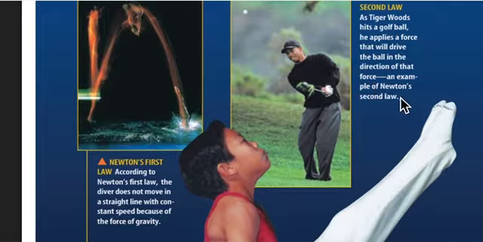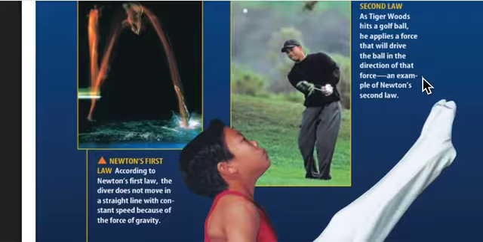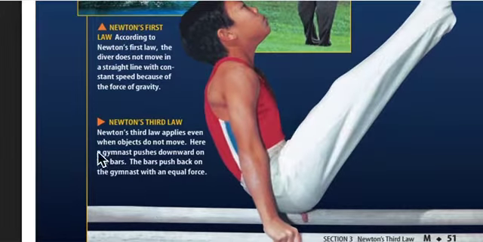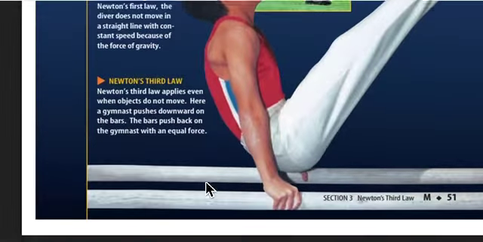The second law: as Tiger Woods hits the golf ball, and there's the golf ball right there, he applies a force that will drive the ball in the direction of that force, an example of Newton's second law. And the third law, here with the gymnast. Newton's third law applies even when objects do not move. Here, the gymnast pushes downward on the bars, and the bars push back on the gymnast with equal force.